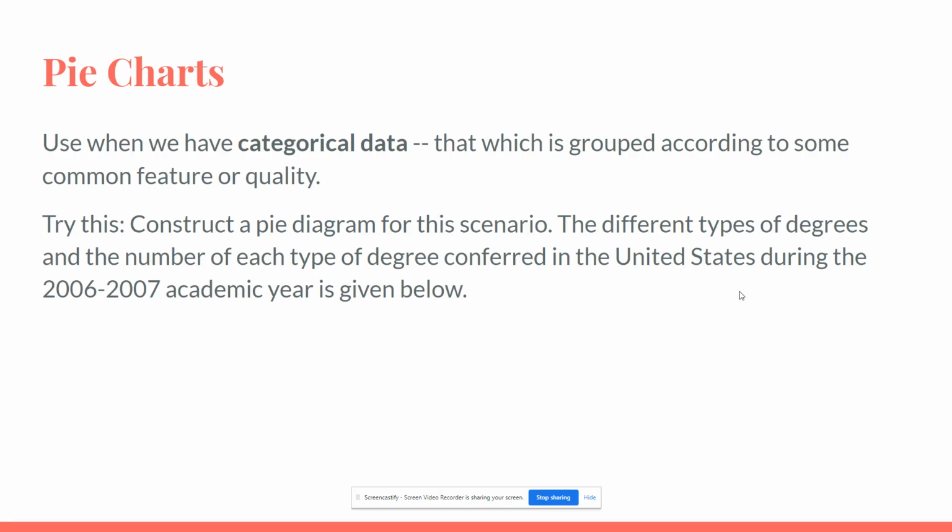All right, we use pie charts when we have categorical data, sorry, words are hard. Pie charts are a little bit different because we don't have numbers, we have categories that we're talking about. So for example, we're going to do an assignment together here. We've got different types of degrees and the number of each type of degree conferred in the United States during 2006 to 2007's academic year, and we're going to construct a pie chart for this.